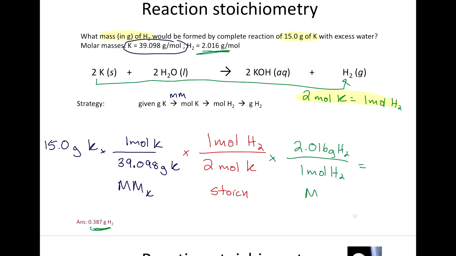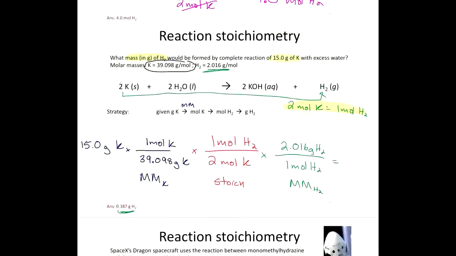So notice the last step we did is we used the molar mass of hydrogen. If I give you a gram amount and the question wants a gram amount of something else after a chemical reaction, you're going to be doing this a lot. Molar mass, stoichiometry, molar mass. Because stoichiometry relies on the idea that you have to be in the unit of moles, so we use molar masses to achieve that. So molar mass, stoichiometry, molar mass. You'll be doing that a lot in this chapter.